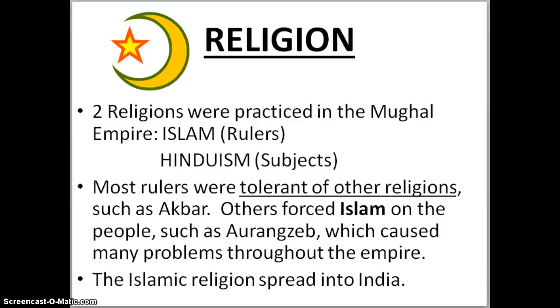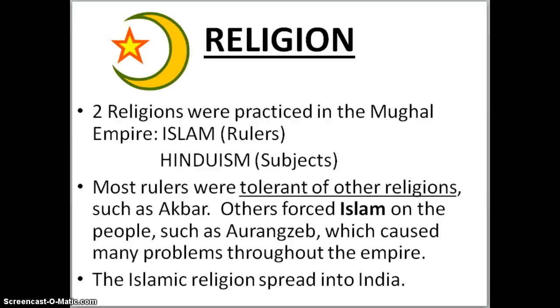But most of the rulers of the Mughal Empire are going to be tolerant of other religions, such as Akbar. But then you are going to have a few rulers of the Mughal Empire that are going to force their religion onto their subjects. So we have Aurangzeb, which I like to call him all wrong Zeb, because he's going to rule the Mughal Empire all wrong. And he is going to make the subjects of the Mughal Empire be Muslim as well. And that's going to cause many problems and issues throughout the Mughal Empire.